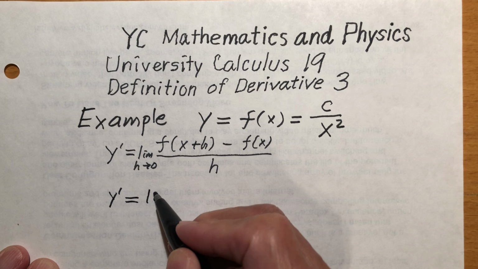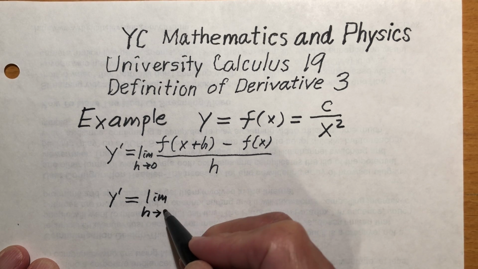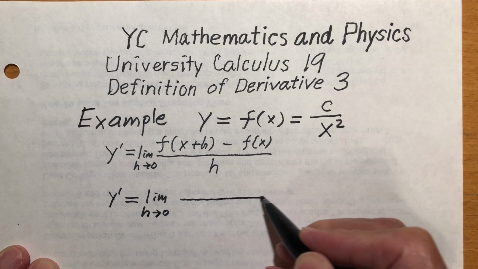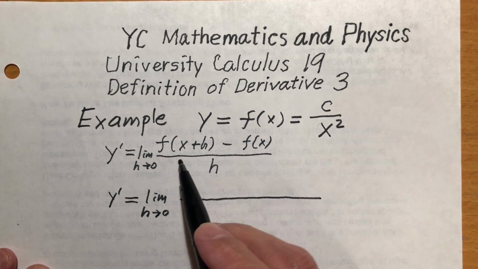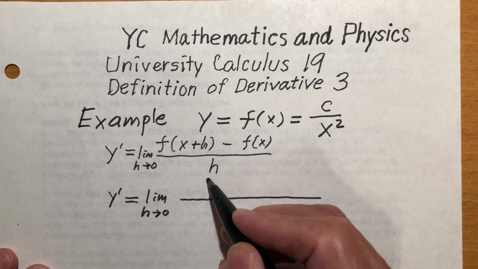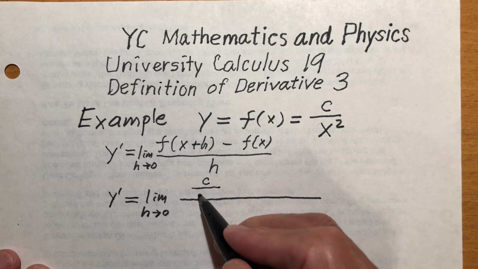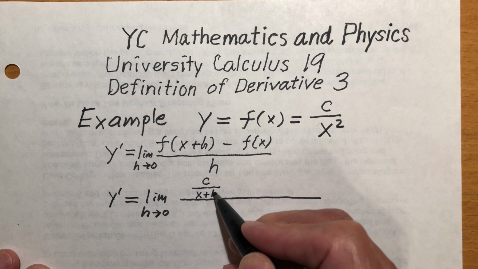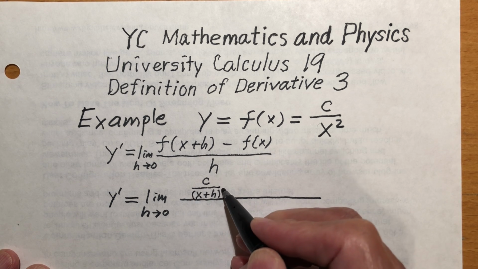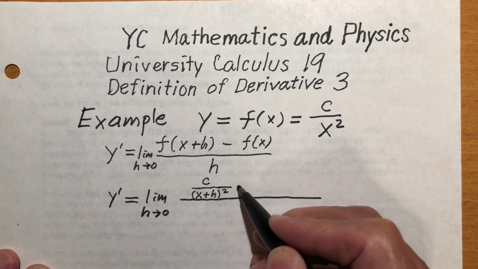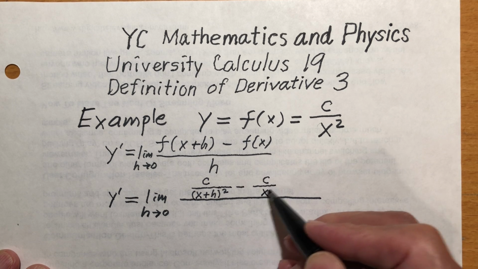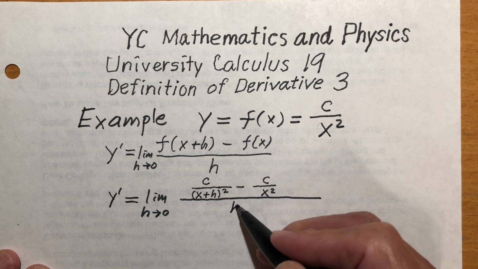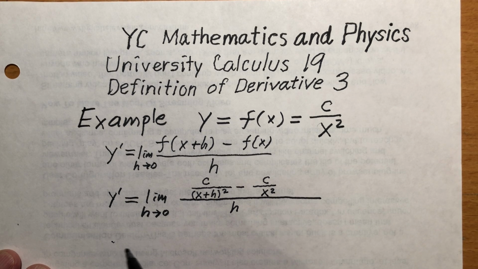y prime is the limit as h goes to 0. This x is replaced by x plus h. So I have c over x plus h squared, minus the function itself, and divide by h. So continue. Limit.